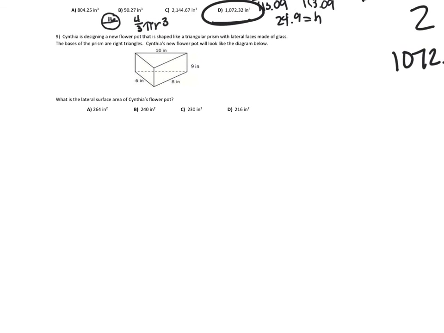Cynthia is designing a new flower pot that is shaped like a triangular prism with lateral faces made of glass. The bases of the prism are right triangles. Cynthia's new flower pot will look like the diagram below. What is the lateral surface area? Lateral surface area means it does not include the bases, so we're not including the triangles. So we just need the 3 rectangles.